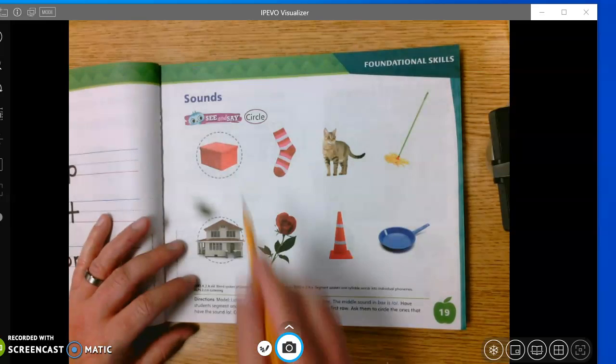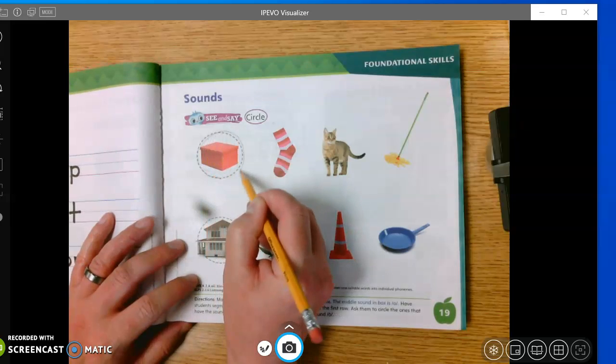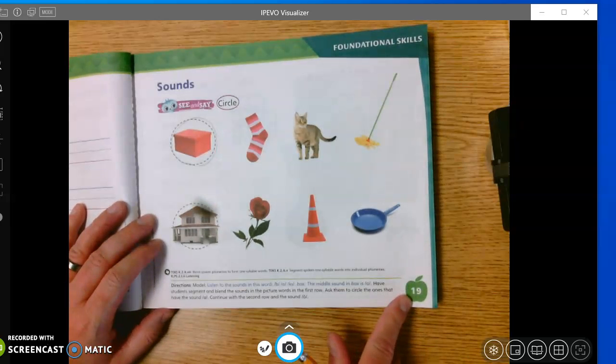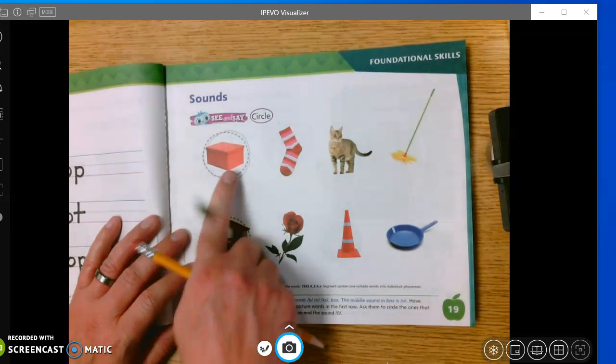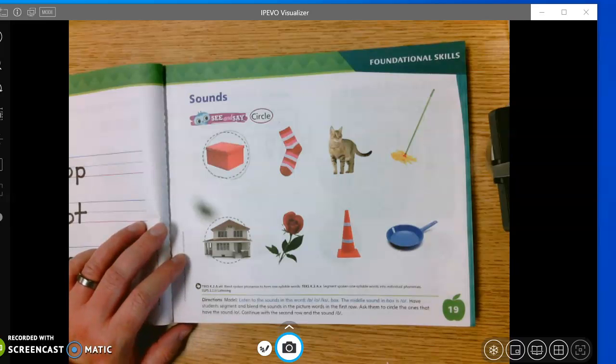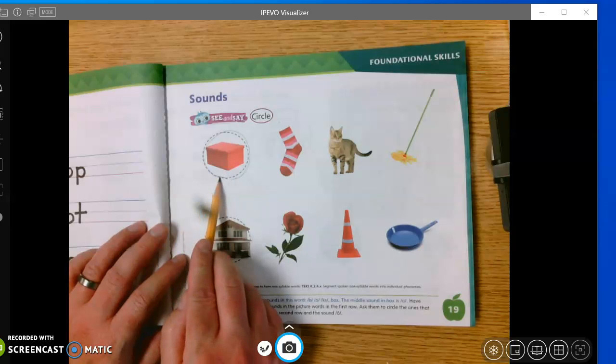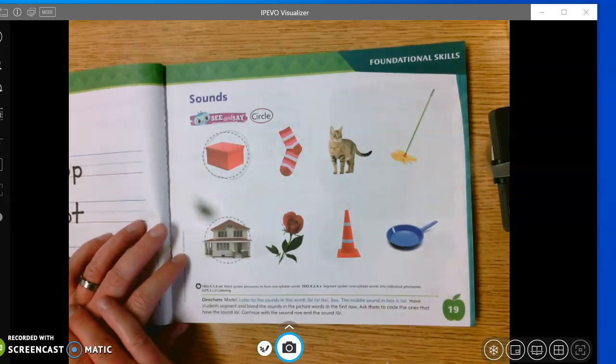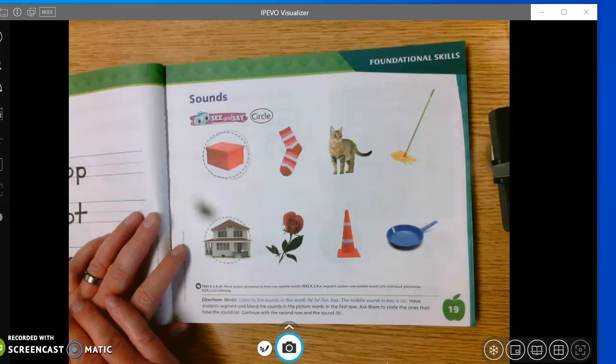Now first of all, let's circle this. This is a box. And I'm sorry, we're on page 19. So we've circled the box. Now, does box have the long or short O sound? Remember, the short sound is ah, and the long sound is o. So does that have the ah sound in the middle or the o sound? Box. Let's split apart the sounds. B, ox. That is the short O sound.